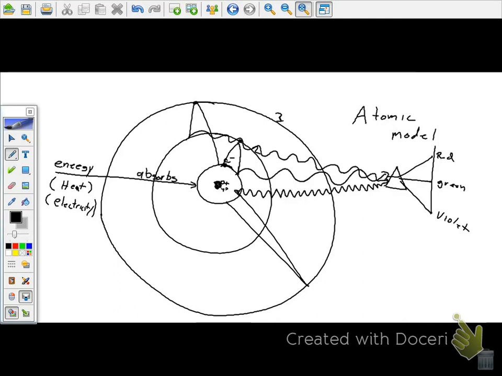Wait, which one was for green? The top line? Yeah, the red is the long wavelength, so this would have been the red. Okay. And this would have been the green. And then this would have been the violet.